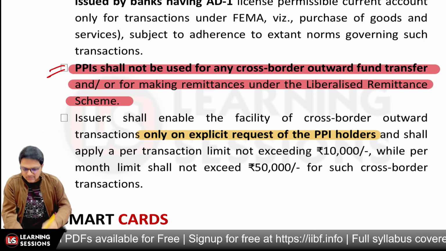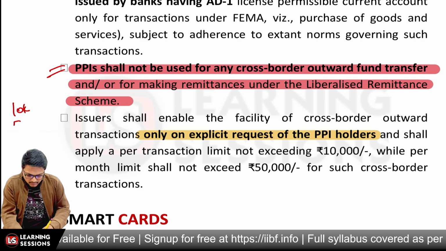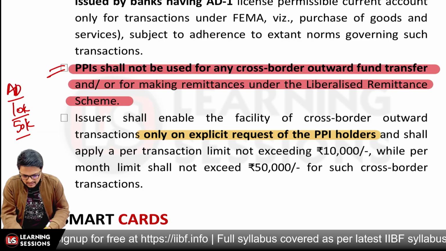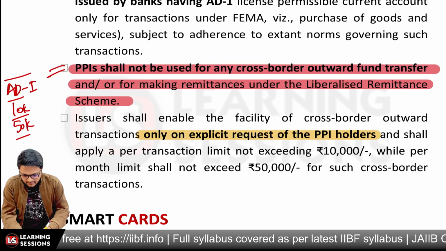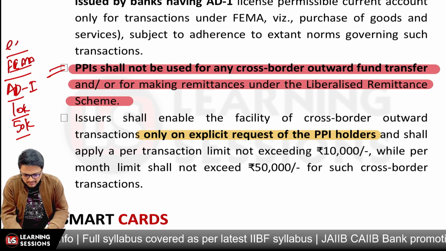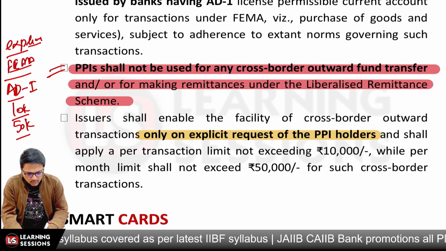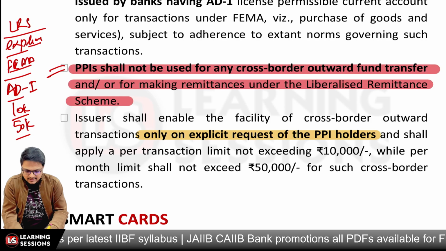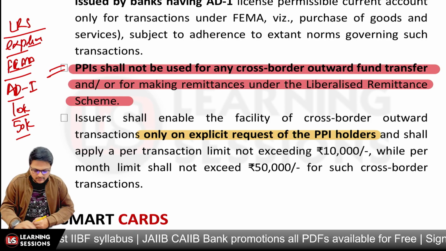The per transaction limit is 10k, the per month transaction limit is 50k, and further it must be a KYC compliant account with AD1 and as per the FEMA guidelines, and also on explicit request of the card holder only, and further it cannot be used for remittance outside under the LRS scheme. So these are the restrictions for the same, right?